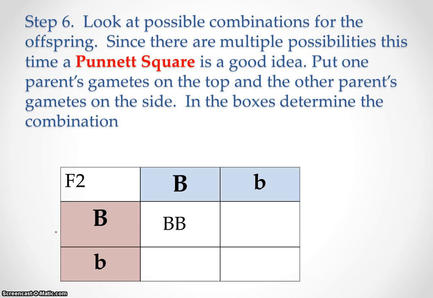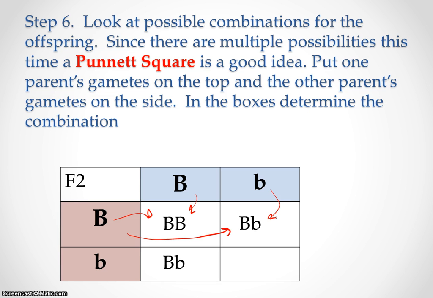So in the first box, if I get a big B sex cell from Mom and a big B from Dad, my kid is going to be big B, big B. If Mom gives this kid a big B and Dad gives the kid a little b, I'm going to be big B, little b. Here, we got a big B from Dad and a little b from Mom.